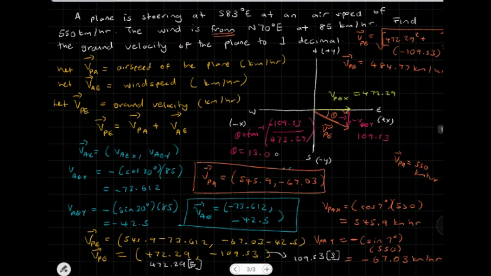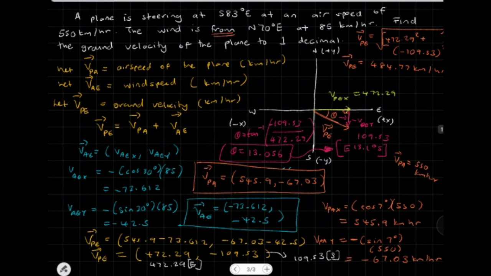So this is 13.056. They want us to look at values to one decimal place, and I'm assuming that it also refers to angles as well. So we have our value here, and because you can notice that this is in the fourth quadrant, you can write this as east 13.1 degrees south. Okay, so that's what this kind of refers to.